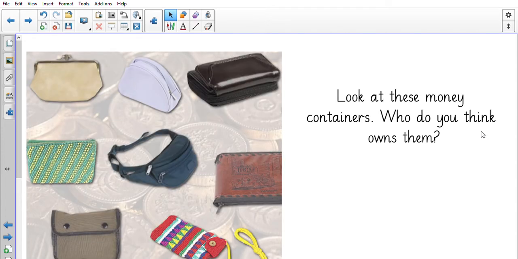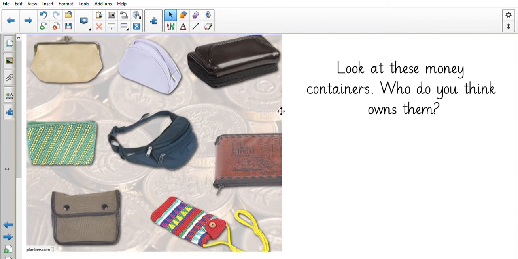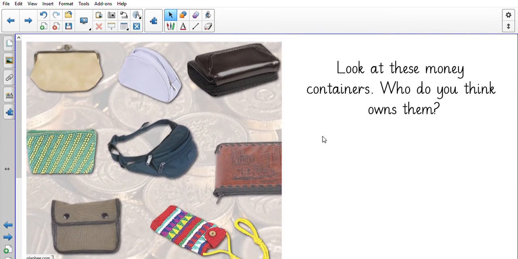So just have a look at these ones on the screen. And who do you think owns them? So we are inferring here, we are just having a little guess because we don't know for certain. But who do we think owns these? So for example, which one do you think a child might own? So you might think a child may own this one. What about a female? Okay, yeah, so maybe more patterned, maybe this one.